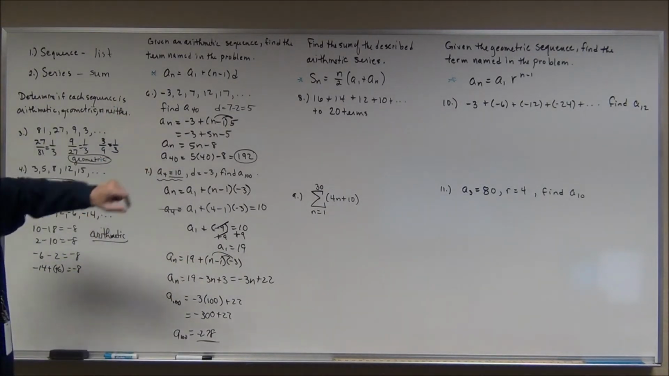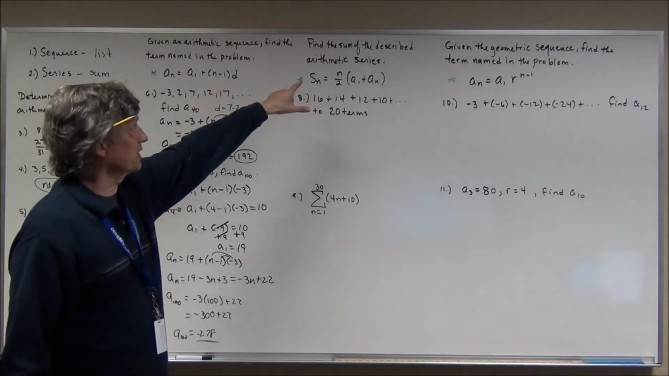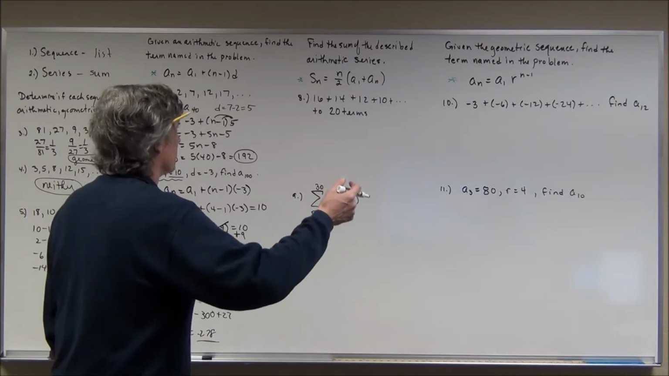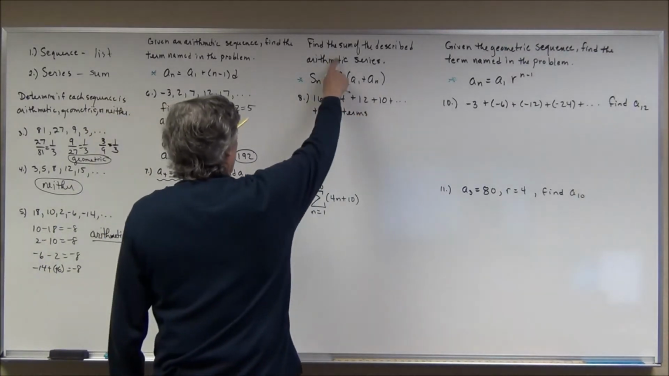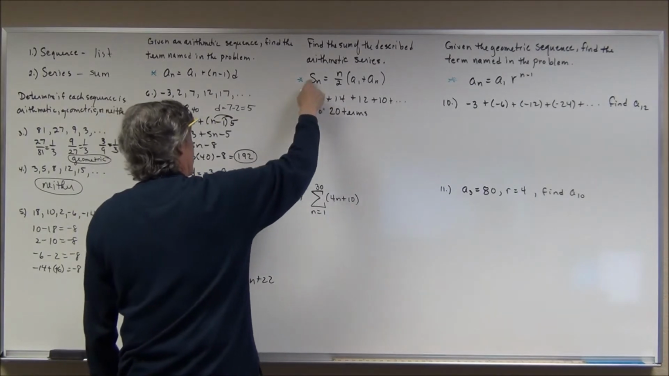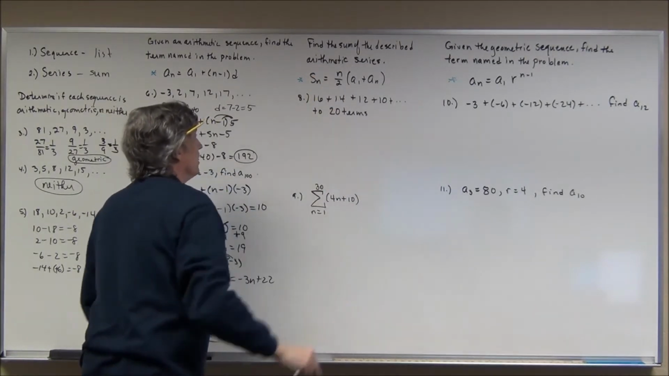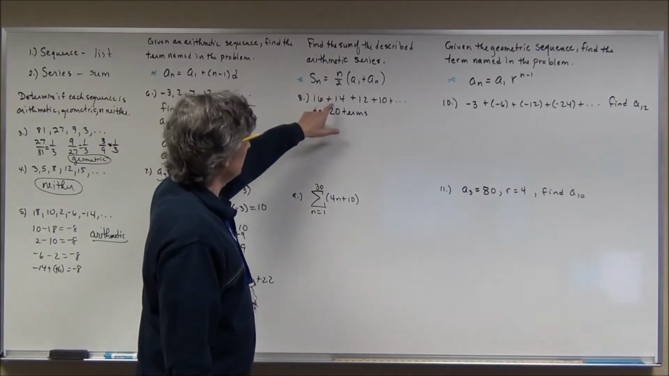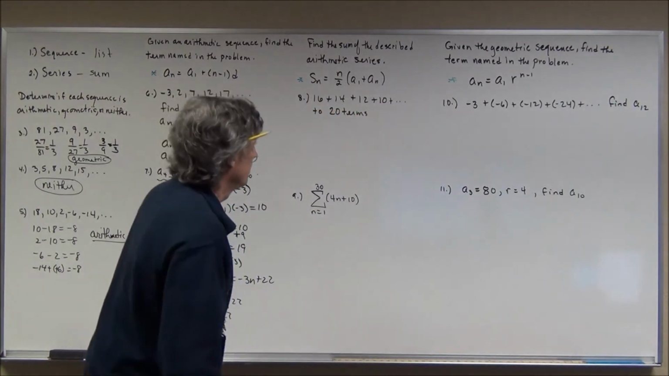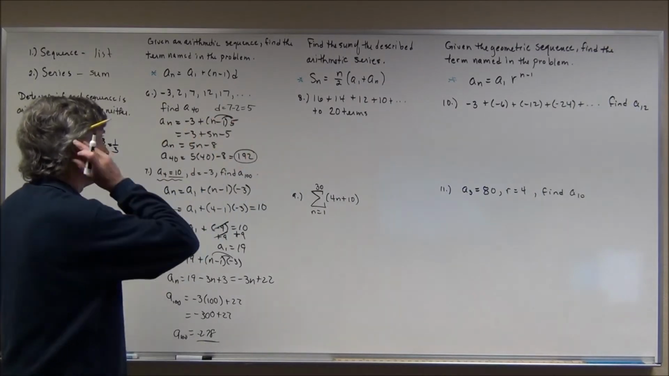Okay, that's finding an nth term. Over here we're finding the nth sum. A sum of the first n elements or terms of the series. Find the sum of the described arithmetic series. Now again, here's your formula because it's arithmetic. I know I'm using this guy. Alright, so what do I have here? I have 16 plus 14 plus 12 plus 10 plus and so on. 20 terms. Okay, so I'm adding the first 20 terms.